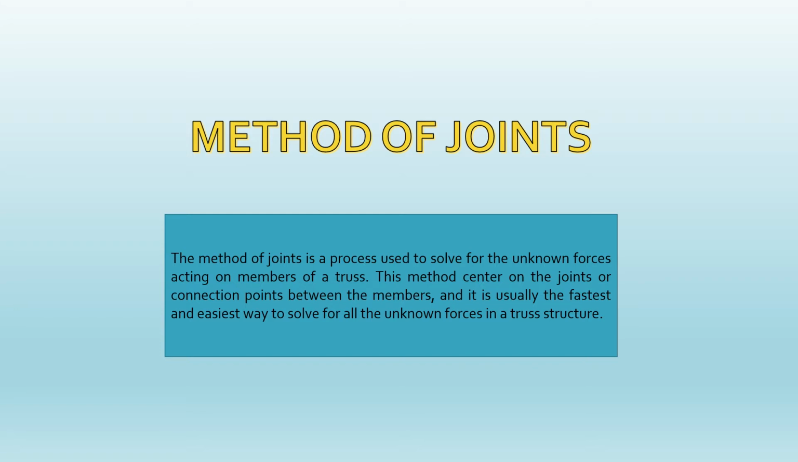The method of joint is a process used to solve for the unknown forces acting on the members of a truss. This method centers on the joints or connection points between the members, and it is usually the fastest and easiest way to solve for all the unknown forces in a truss structure.